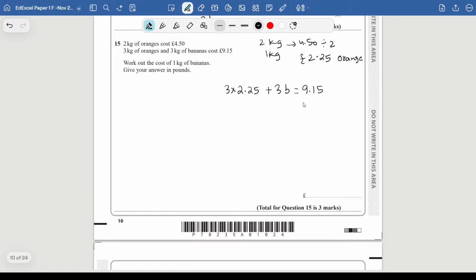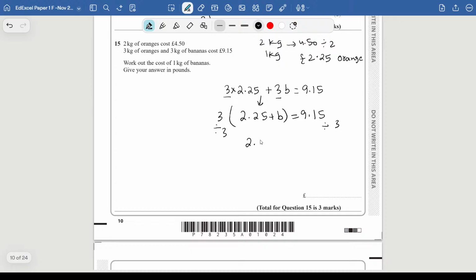I can solve this equation to get the value of b here. So here we see there is this number 3. I can factorize the expression on the left side to take the common factor 3, so that I have 2.25 plus b remaining equals 9.15. I can write this expression in this form. And then I divide by 3 on both sides.